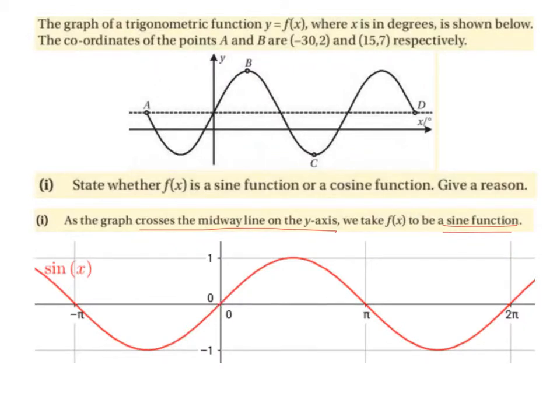If we have a look at the graph that we were given, we can see that this is the midway line. Obviously it is not the x-axis, it is somewhere above the x-axis, but the graph crosses the y-axis at the midway line, and that's the main point. So since this graph crosses the y-axis at the midway line, it must be the sine graph. If this was not the case, it would be the cosine function.